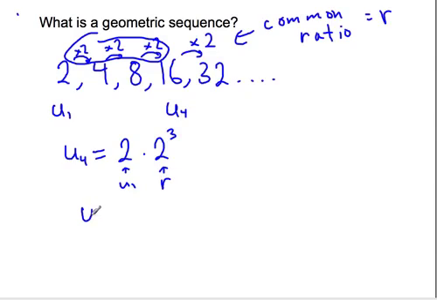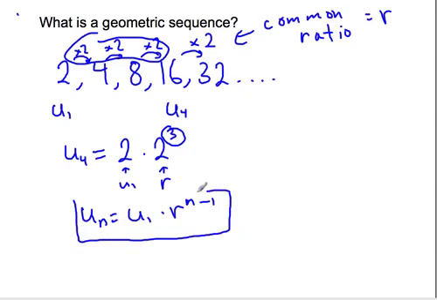So our formula for u sub n is going to be u sub 1 times R, and this 3 is actually 1 less than the term number. The term here is 4, but our power of the common ratio is 3, so it's 1 less than the term number. So this is going to be R to the power of n minus 1. That's your general formula for finding a term in a geometric sequence.